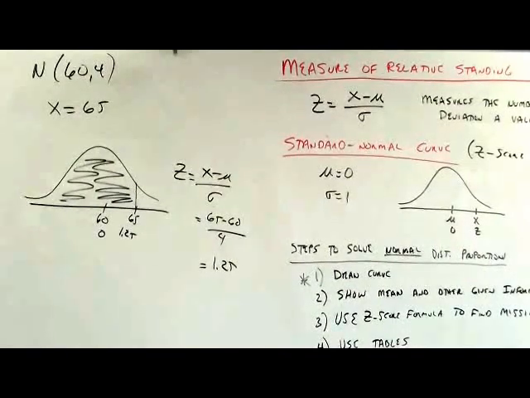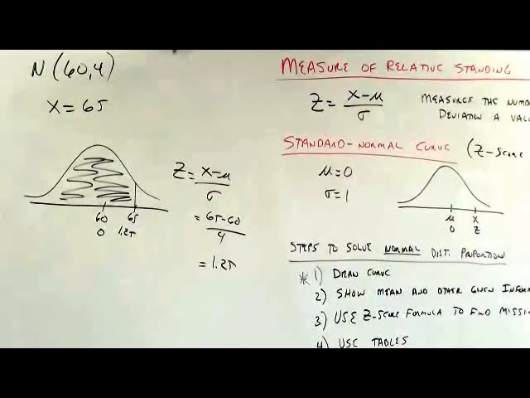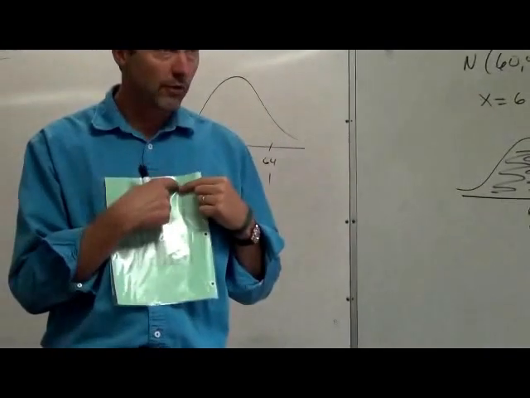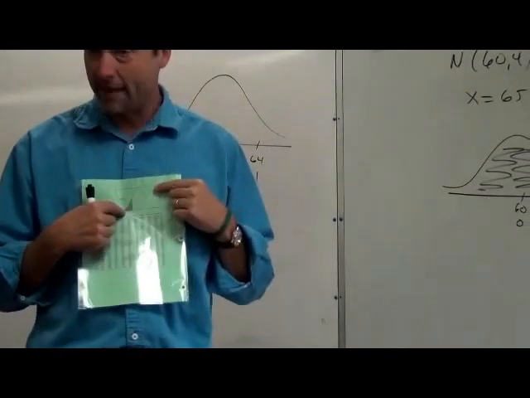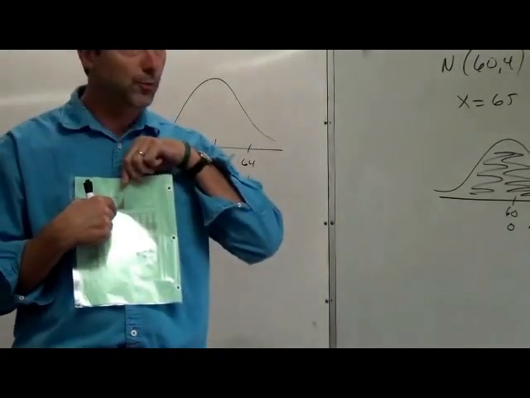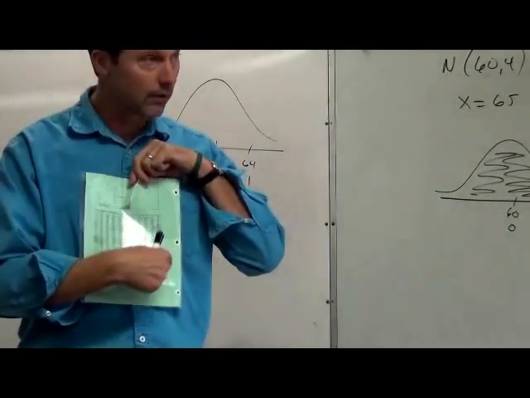This is the 68-95-99.7 rule on steroids. This gives us every situation. All right, let me show you what we've got here on this chart. On top here is a picture of a normal curve, and they have the percentile shaded. Those percentiles are found in here.